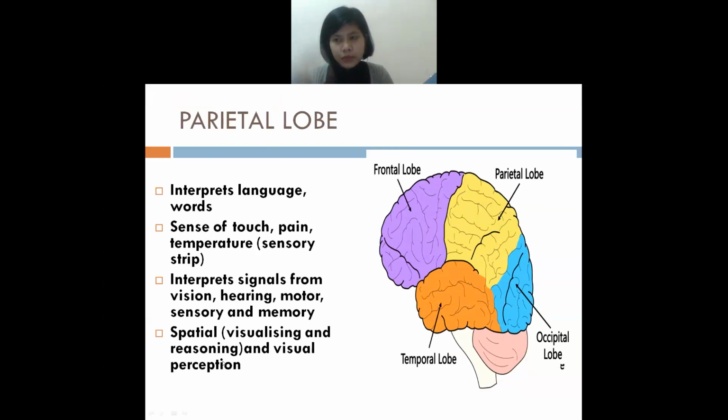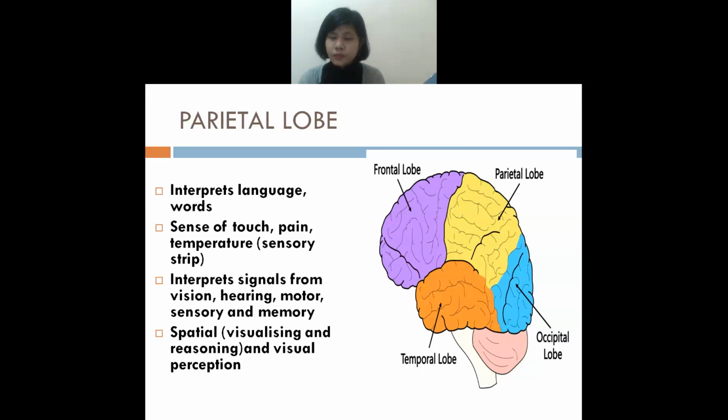Next is the parietal lobe. The parietal lobe lies on both sides, this side and this side. So what does the parietal lobe help you with? It helps you interpret language or words. For now I'm not speaking in your mother tongue, I'm speaking in English and Hindi both, but you are able to understand them.